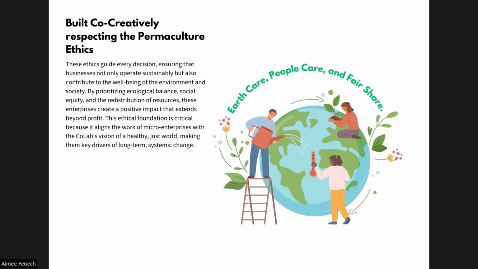So the next ingredient in our little cake mix is that we make sure that our micro-enterprises are built co-creatively and respecting the permaculture ethics. Now there are two elements to this. The first one is that they're built co-creatively, which means each freelancer in the micro-enterprise has a right to voice their ideas and opinions, and has a right always to a seat at the table to self-determine what is going on in that micro-enterprise.